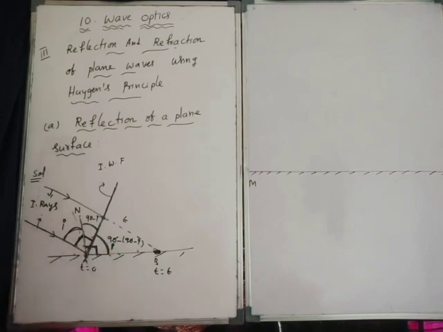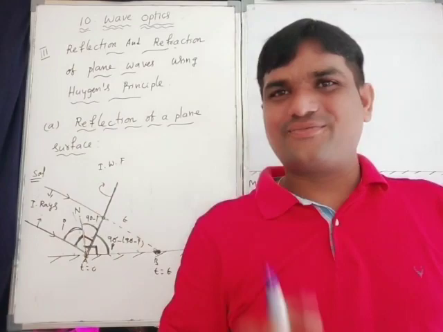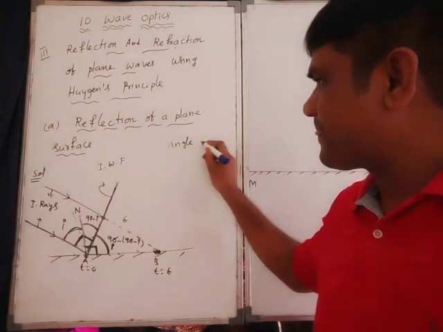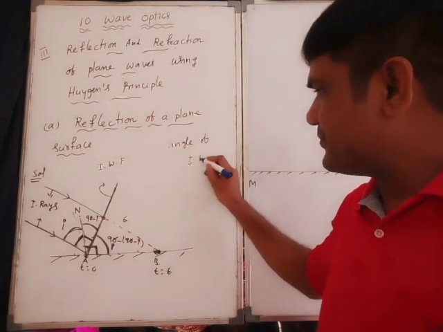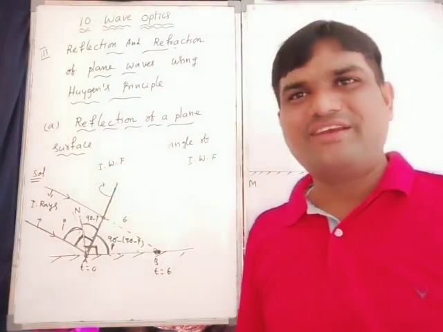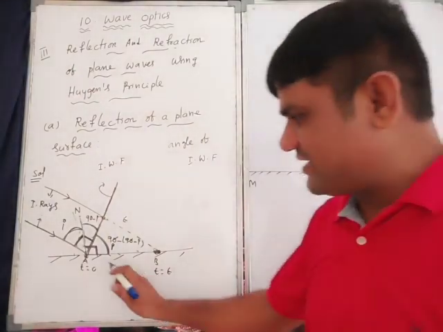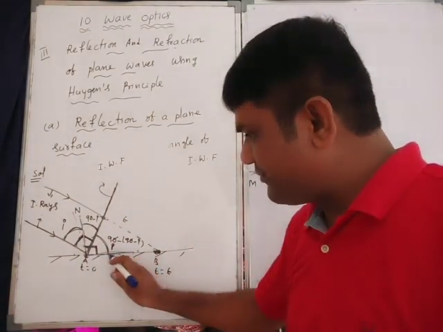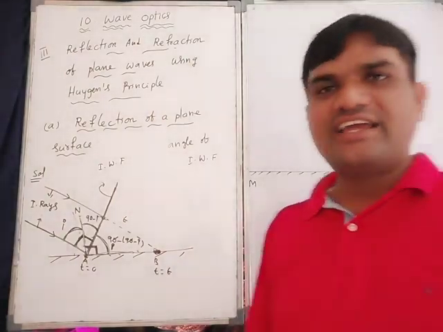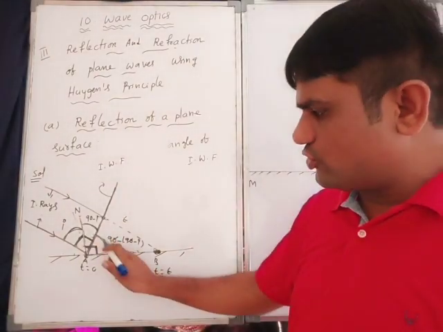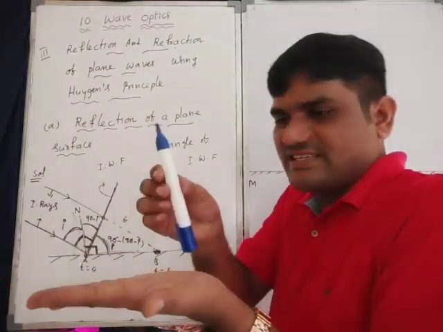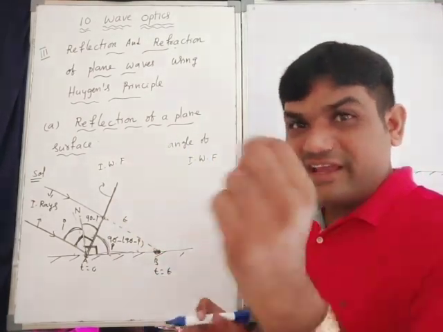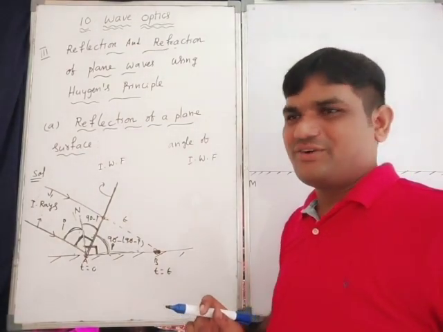This i is known as the angle of the incident wavefront. The angle of the incident wavefront is the angle between the plane surface and the incident wavefront. Remember, this is the plane surface and this is the incident wavefront. The angle between them is known as the angle of the incident wavefront. Remember.